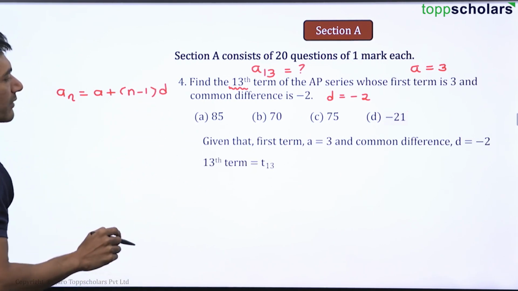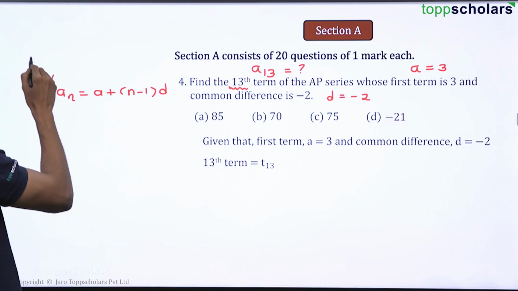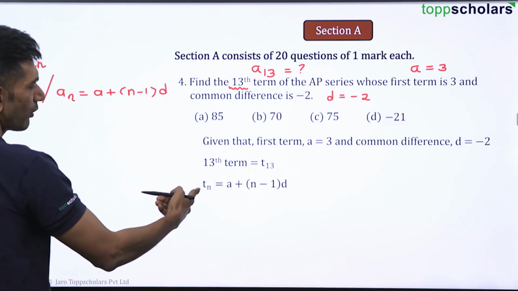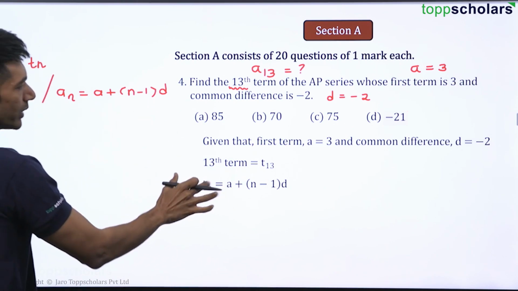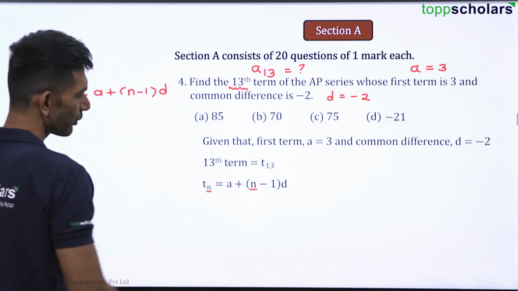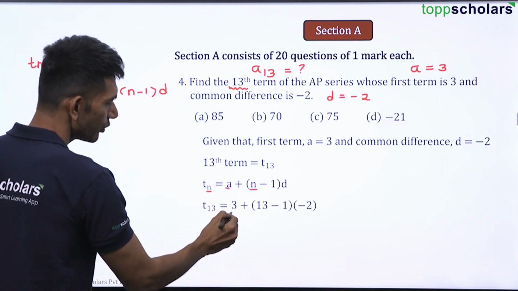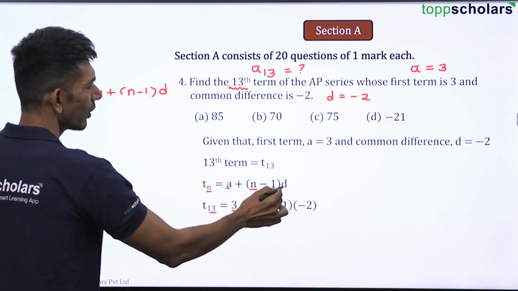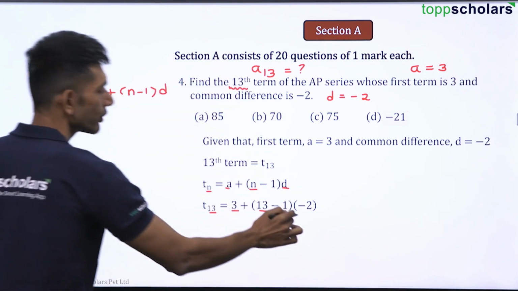So 13th term is given by T13, A13 or T13. You can also call it Tn, doesn't matter. What is the formula for Tn? A plus n minus 1 into D. So instead of n you put 13, and instead of A you put 3. So n is 13 and A is 3. What is D? Common difference D is also given, negative 2.